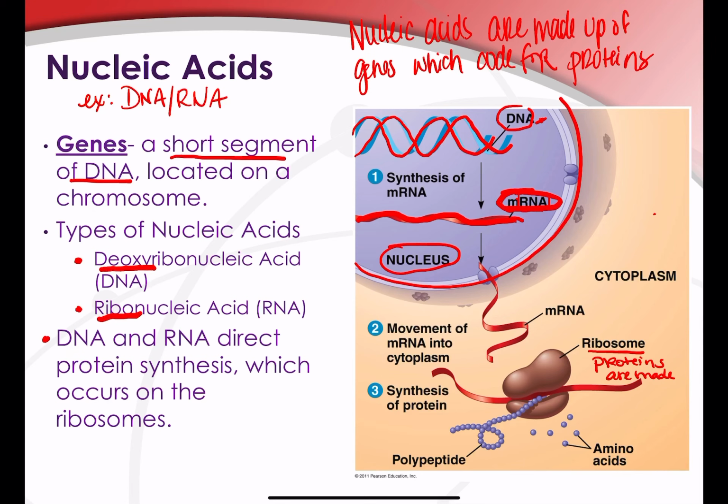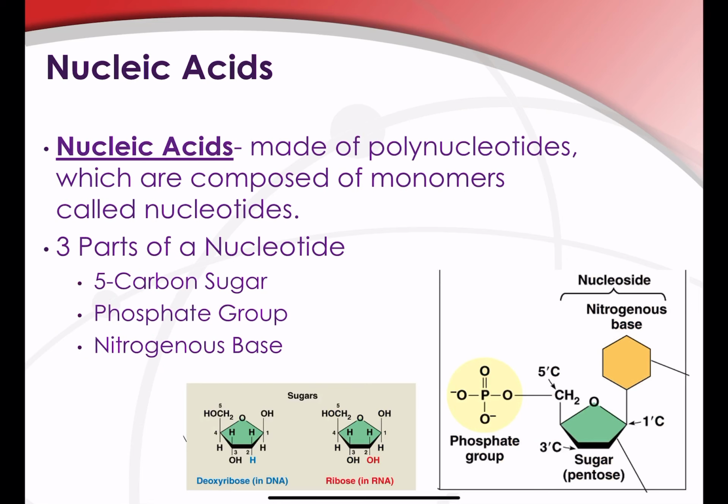So, like we just said, DNA and RNA together direct protein synthesis, which happens at the ribosome. Nucleic acids, again, are the polymer, the big molecule, and they are made up of monomers. The monomers of nucleic acids, there are actually 3 parts of a nucleotide. They are the 5-carbon sugar, which would be the deoxyribose here, or the ribose in RNA, the phosphate group, which we've seen before, and then the nitrogen base, okay?